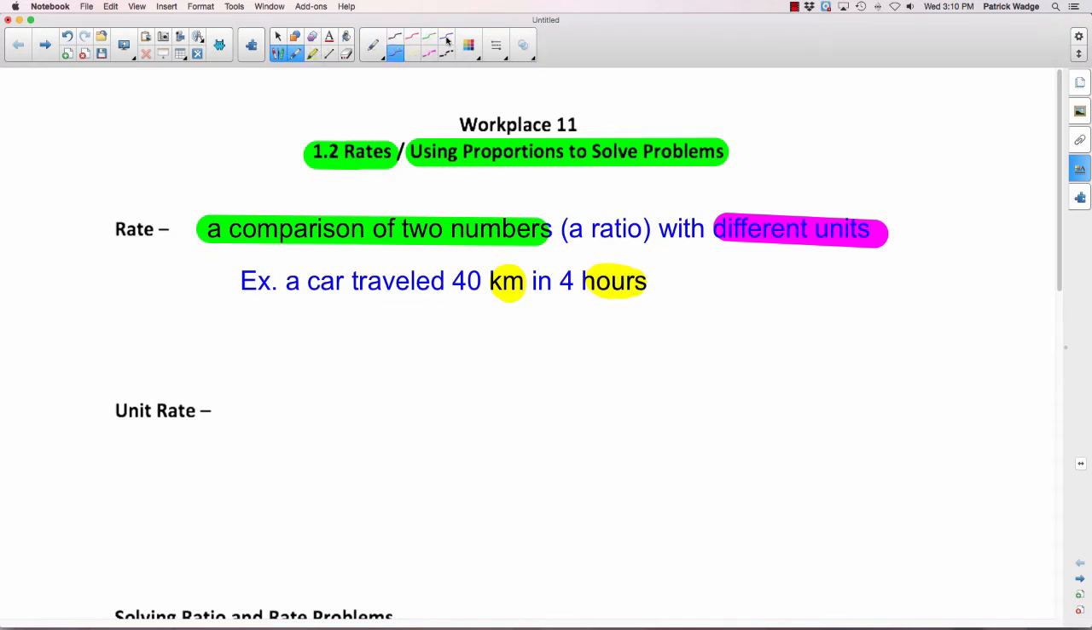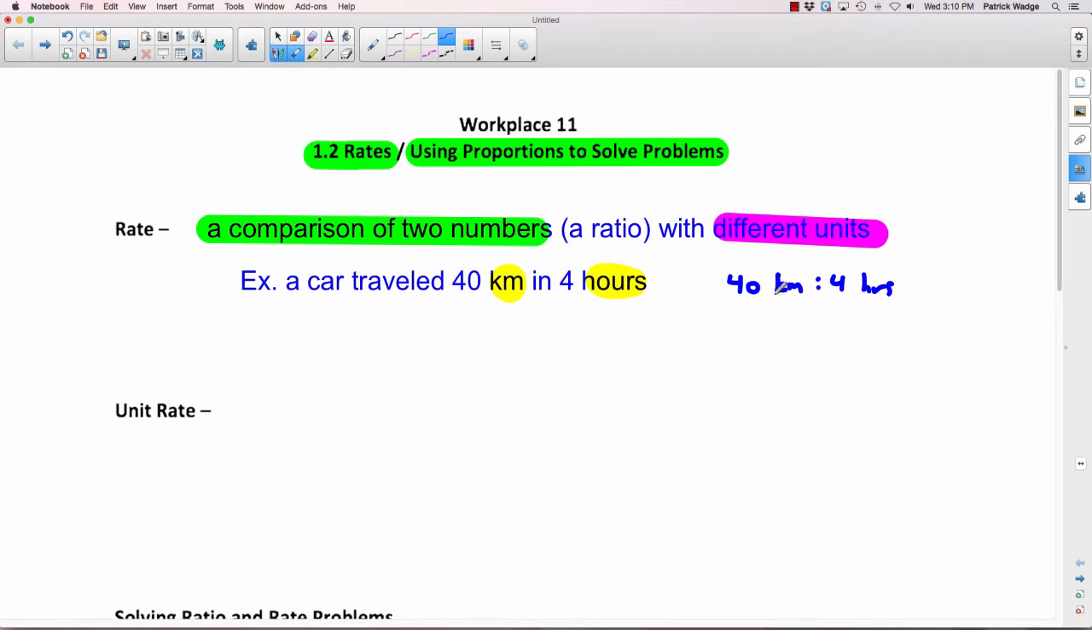So if you were going to write the ratio, you couldn't just write, oh, it's 40 to 4. You can't do that because you're not talking about the same thing here. You need to include the units when you write a rate. You don't do that with a ratio. You don't write the units because they're the same. But with a rate, you have to write it. So you would write 40 kilometers in 4 hours, right?